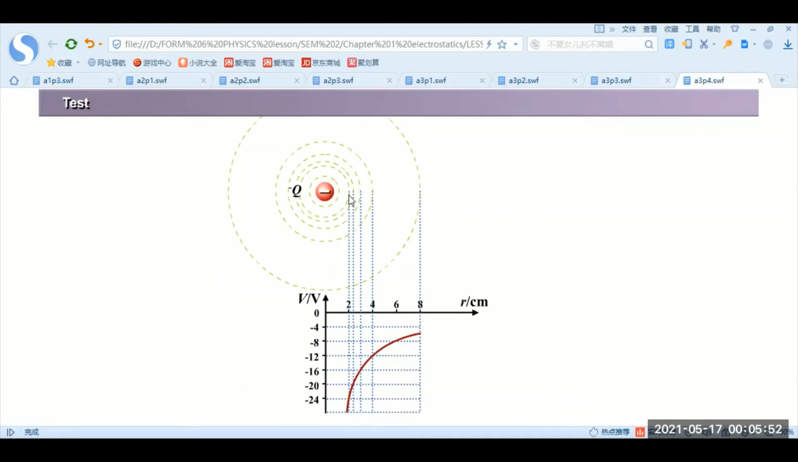So this means the value will be negative, right? The further the distance, the magnitude of the electric potential will decrease. Negative shows that there is a negative charge.